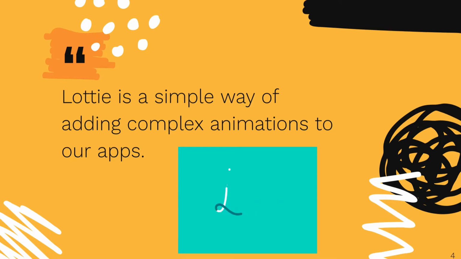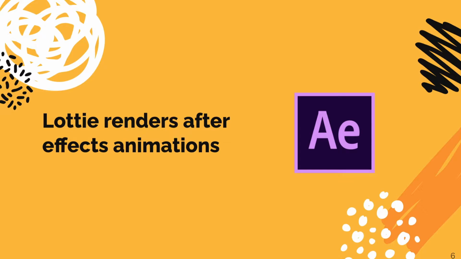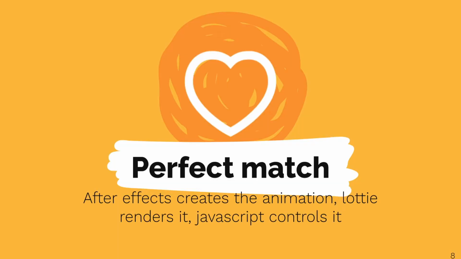Lottie is a simple way of adding complex animations to our apps. Before Lottie, adding animations to applications often resulted in heavy bundle sizes and hard to maintain code. Most apps weren't using animations, despite it being a powerful tool for communicating ideas, just because it was simply too complicated. What Lottie does is it renders After Effects animations which are exported with a specific plugin. And when Lottie was released, for the first time designers could create and ship beautiful animations without an engineer painstakingly having to recreate it by hand.